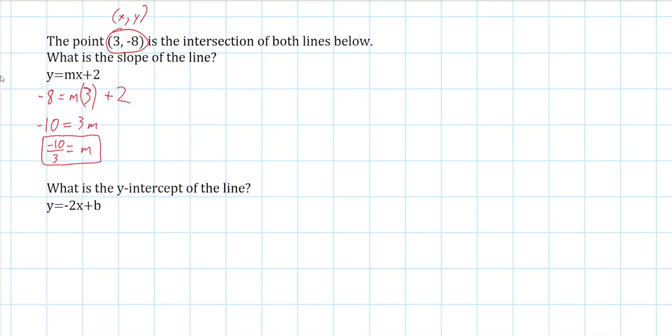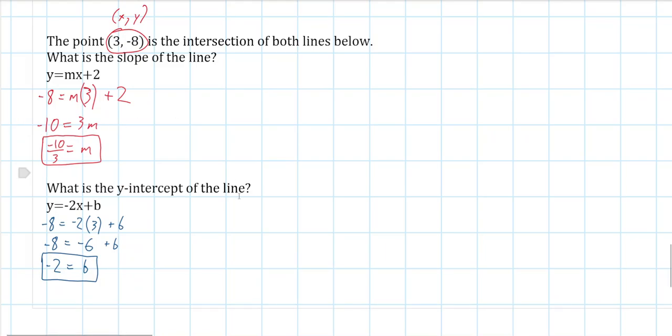Okay, trying this out again for the second one here, except this time we have the slope and we're looking for the y-intercept. So we're going to put -8 for y, put 3 for x, and we're looking for b. So we would get -8 equals -6 plus b. Sorry that my b's and 6's look very similar. Now we're going to add 6 to both sides, so we get -2 equals b, and that is our final answer. Okay, so you can solve this algebraically for these types of questions as well.